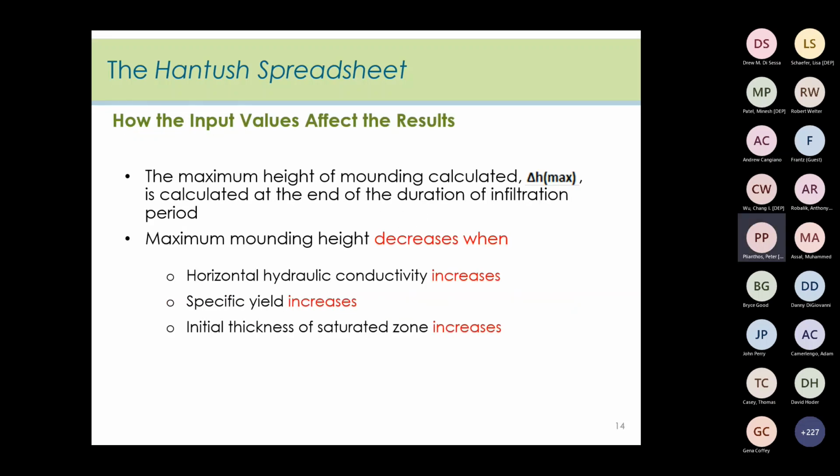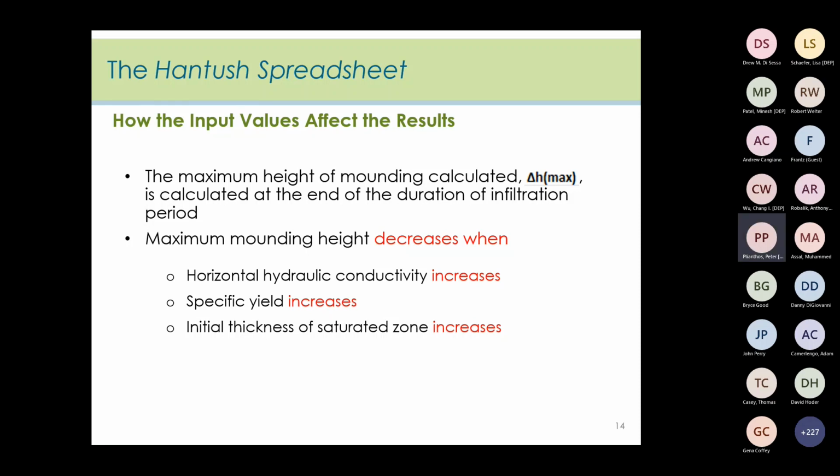There are some other important relationships to understand. Delta H max is the maximum height of the mounding, and the value calculated by the hand-touch spreadsheet is that which occurs at the end of the duration of infiltration period. This is explained on page 17 of chapter 13. However, the hand-touch spreadsheet does not further calculate the mounding as it spreads out over time. We'll talk about this further in just a moment.